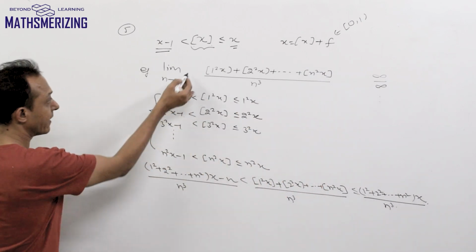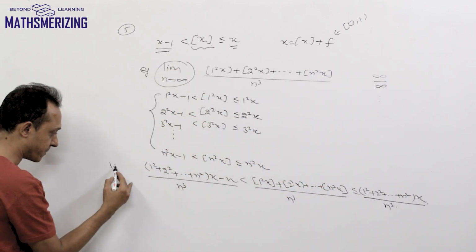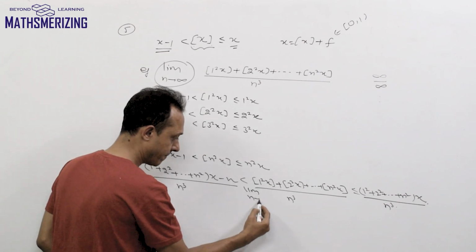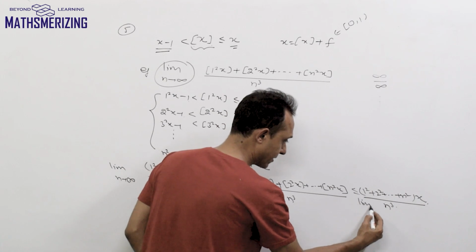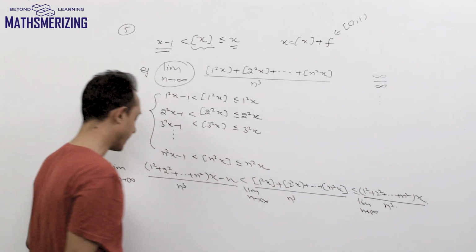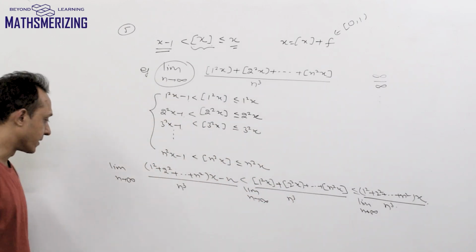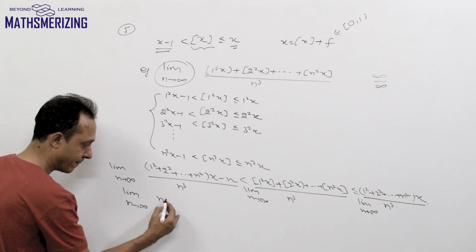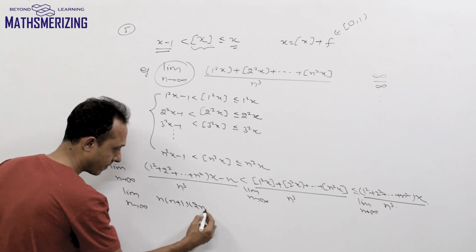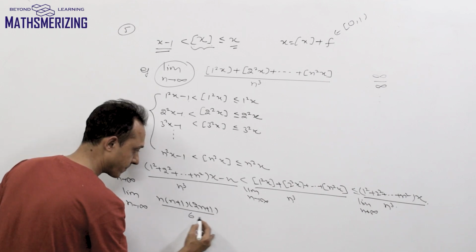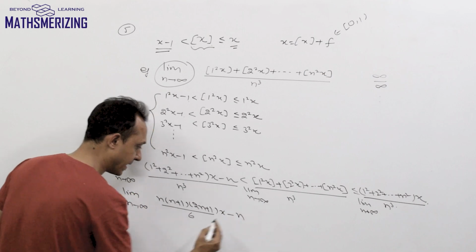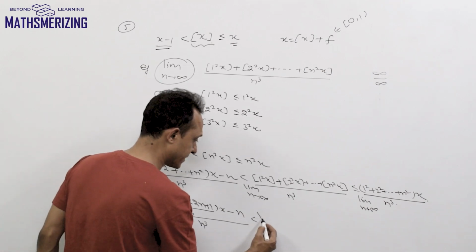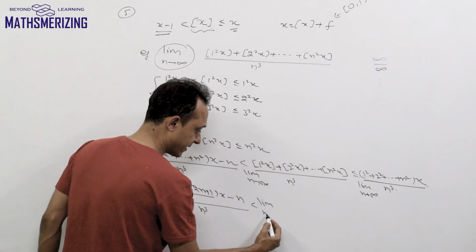And I'll also take the limit n tends to infinity for all three expressions. Limit n tends to infinity here, here also, and here also. Now 1 square, 2 square up to n square is nothing but n into n plus 1 into 2n plus 1 by 6, into x, and then minus n, whole divided by n cube. Here I'm not going to solve this limit in detail.